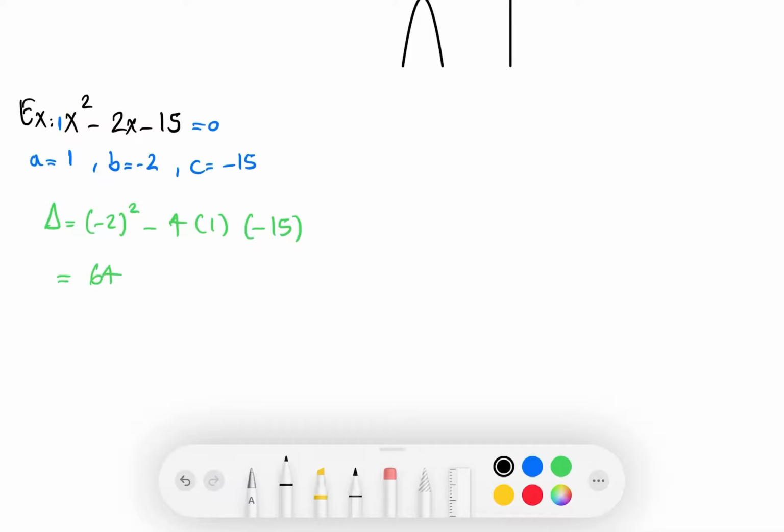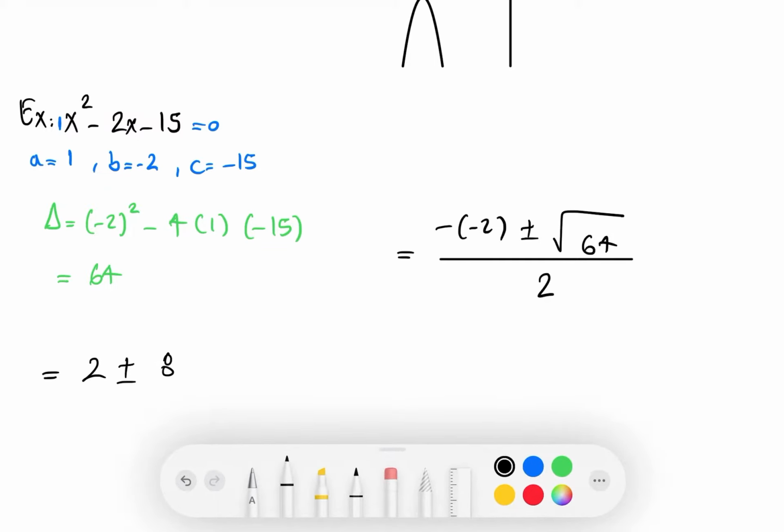And putting this back inside the main formula, which is negative b, so negative times negative 2, plus or minus the square root of 64 over 2a, which is 2. All right, let's continue then. Negative times negative gives you positive 2 plus or minus the square root of 64, which is 8, over 2. So on the top, 2 plus 8, you get 10 over 2, or 2 minus 8, negative 6 over 2. So your solutions are negative 3 and positive 5.